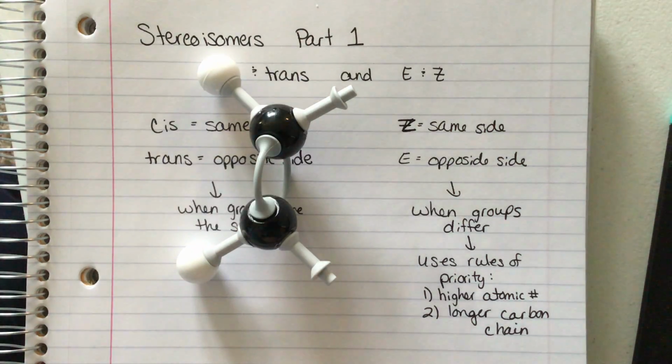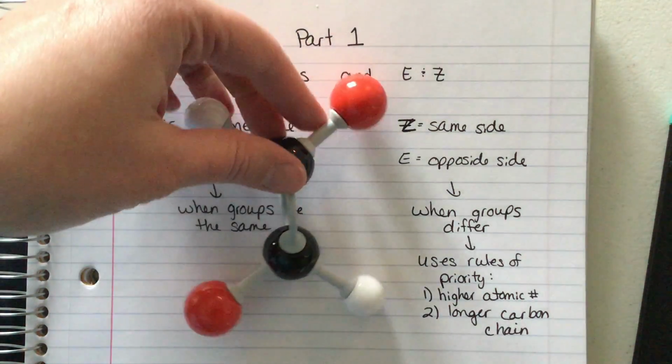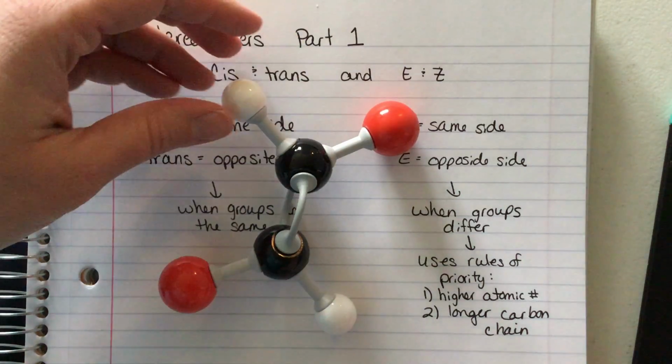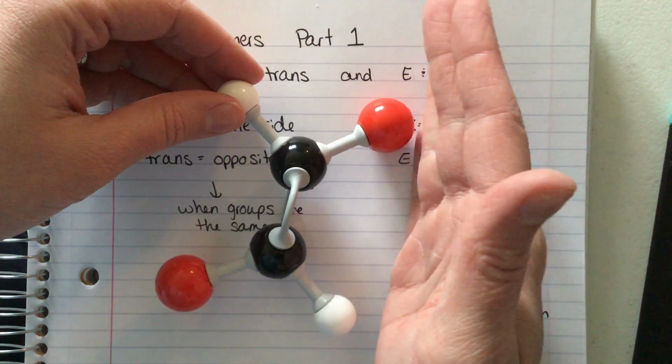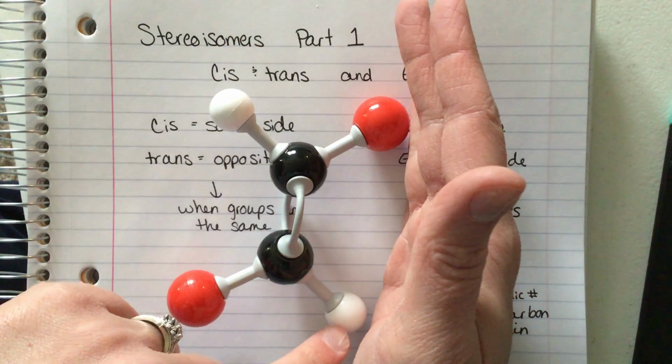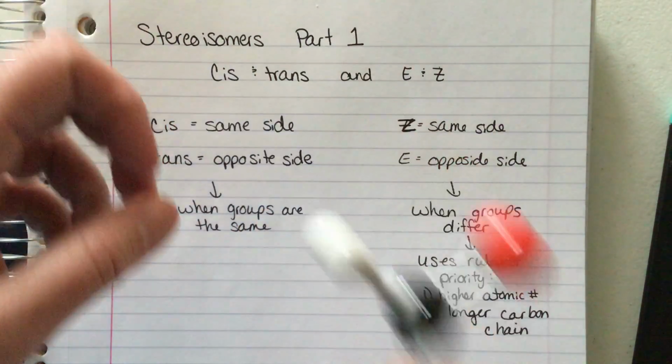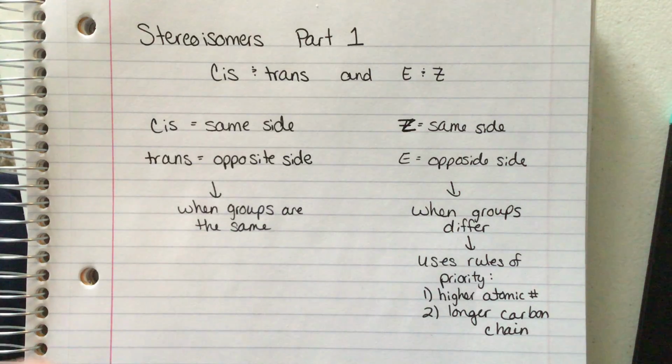Okay? If I were to try to do this with the trans version, I can't, because I can only bond in one spot. This hydrogen isn't going to do anything. So that's why cis and trans is really important, okay?